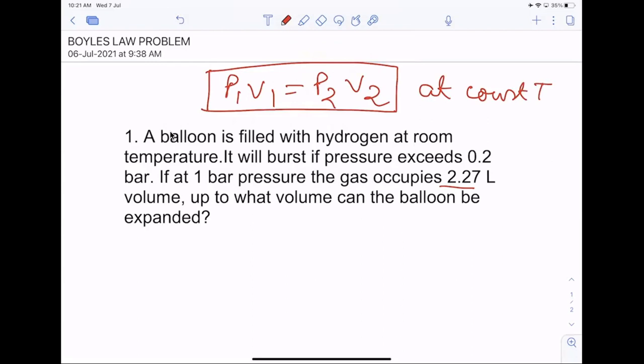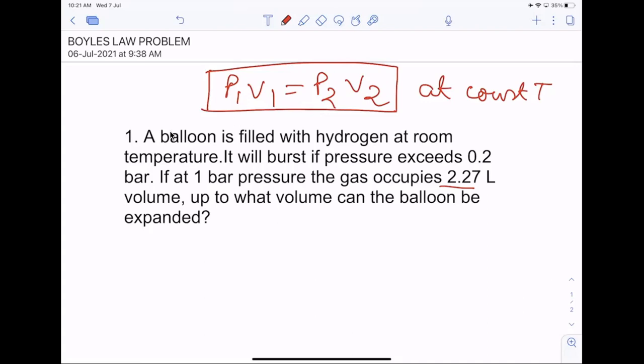Now the first problem is, a balloon is filled with hydrogen at room temperature. It will burst if pressure exceeds 0.2 bar. If 1 bar pressure gas occupies 2.27 liter volume, up to what volume can the balloon be expanded?